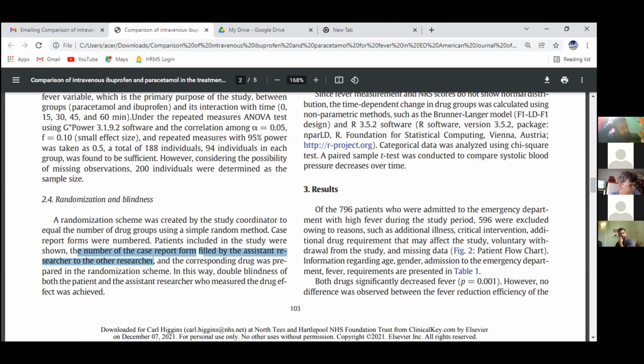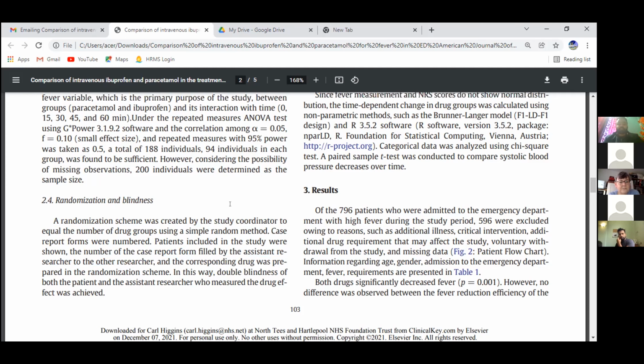I don't think the blinding of the study has been well defined in this study, because the one assistant researcher was aware which intervention each patient had and was involved, so he knew which medication was to be given. So I don't think that blinding has been well described in this study.